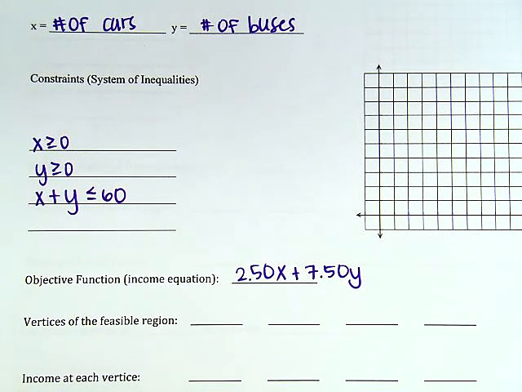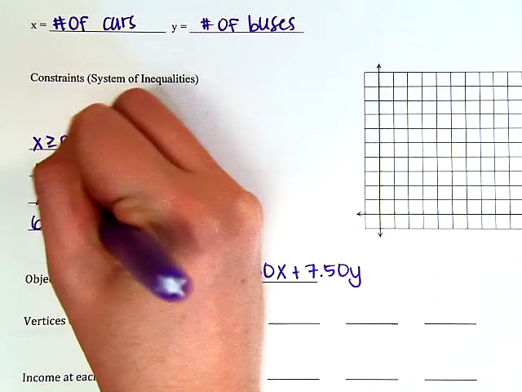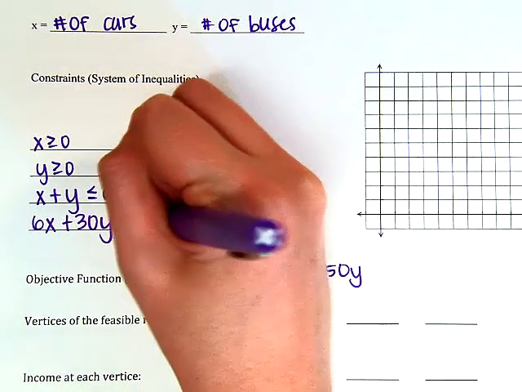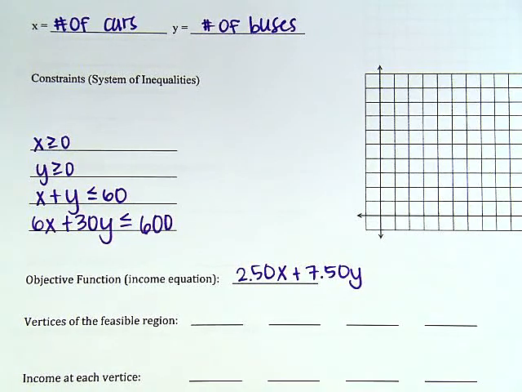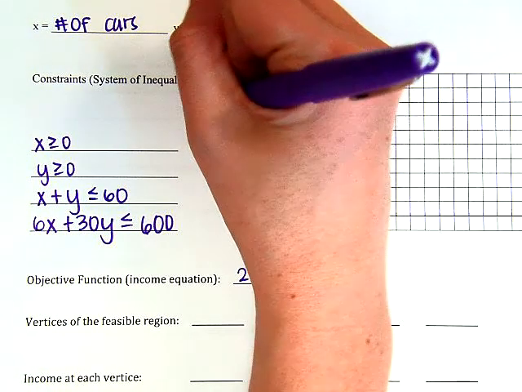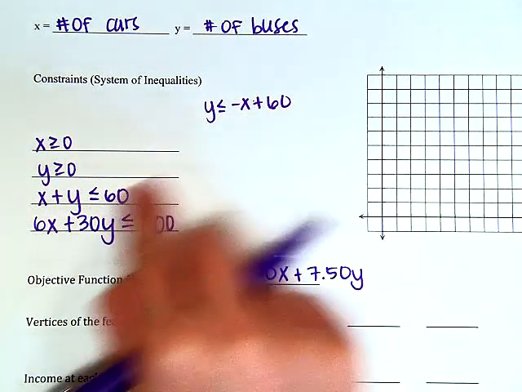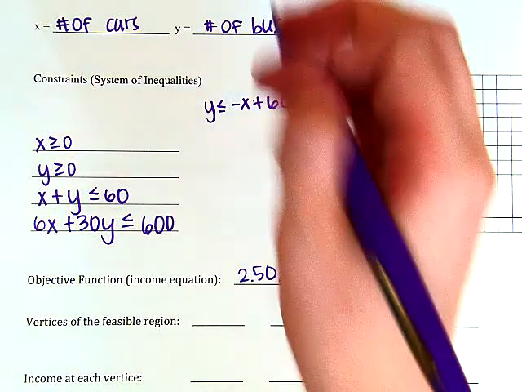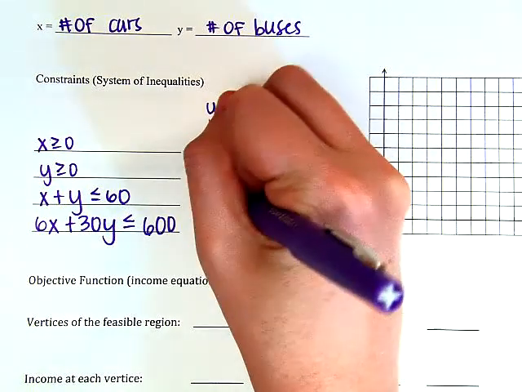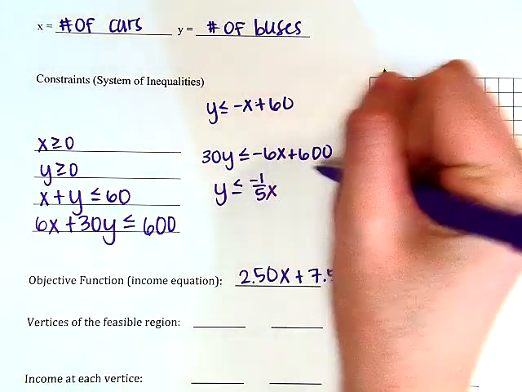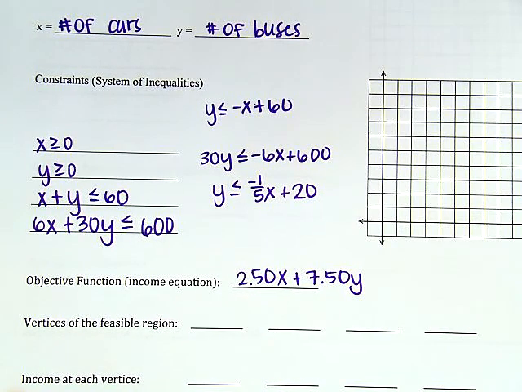And then square meters. So how many square meters? So a car takes up 6, and a bus requires 30, and I have a total of 600 square meters. So it's got to be less than that. So when I graph this, first I need to solve for y in my 2 equations. So my first equation, when I subtract x over, becomes that. My second one, when I subtract over 6x, 30y is less than or equal to negative 6x plus 600, and then I divide by 30 and get negative 1/5 x plus 20. So those are my 2 equations that I'm going to graph.